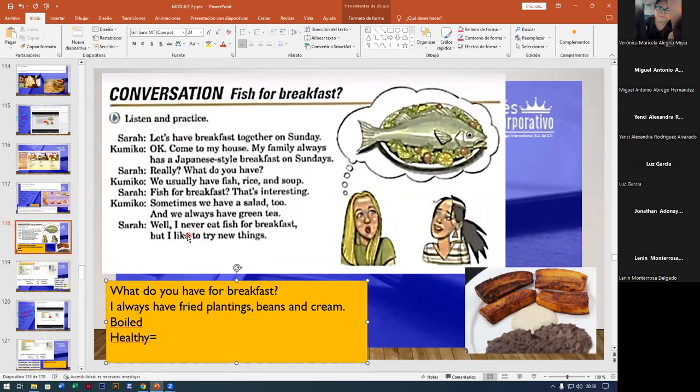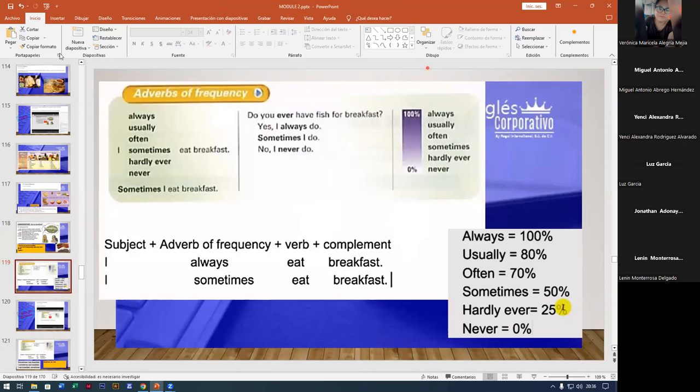That's correct. So if you observe, we have here the different frequency adverbs. For example, always: my family always... This is a frequency word. It's telling you all the time. Another one will be usually, like normally. Sometimes, in some occasions. Another one will be never, zero times. Now, let's check here about the adverbs of frequency. We have always, usually, often, sometimes, hardly ever, never. And sometimes you can change the position. For example, you can say, I sometimes eat breakfast.